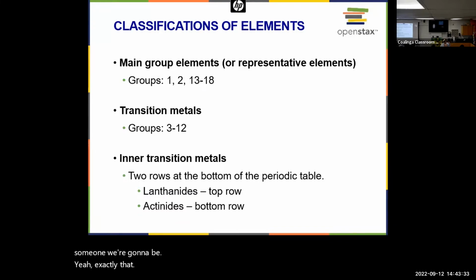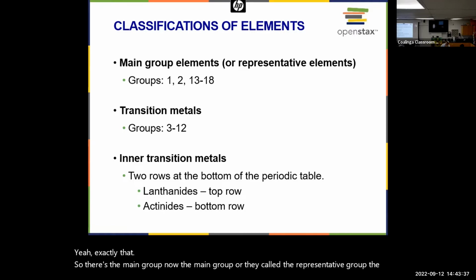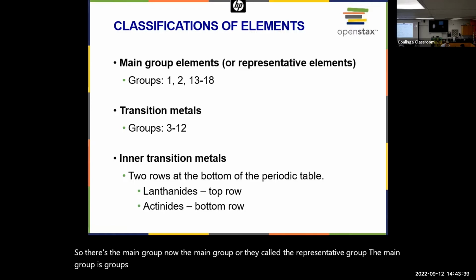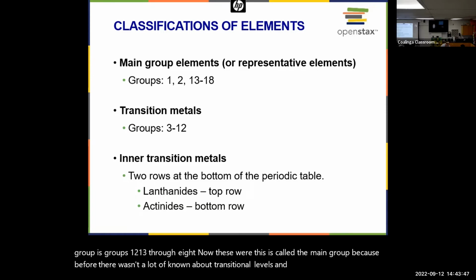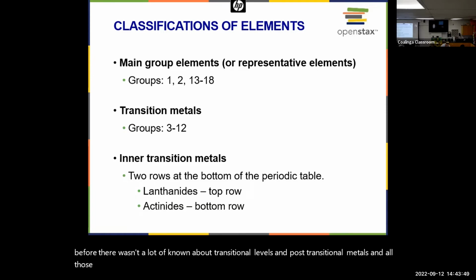Okay, so there's the main group. Now the main group, or they call it the representative group, is groups 1, 2, 13 through 18. This was called the main group because before there wasn't a lot known about transition metals and post-transition metals. As time went on, we know a lot more about it, so they don't distinguish between the main group and our other groups anymore. We just have that whole group structure.